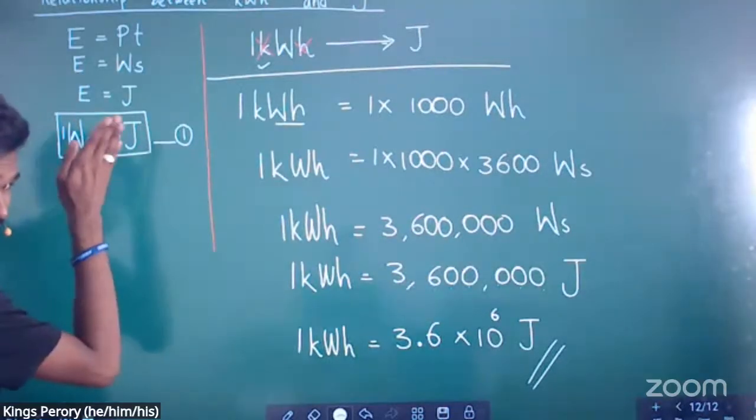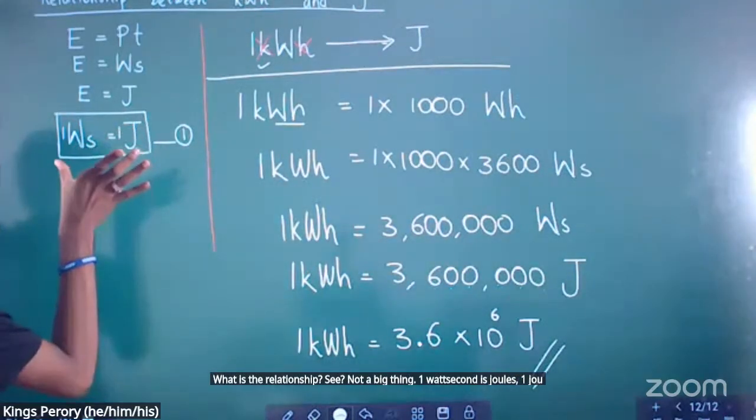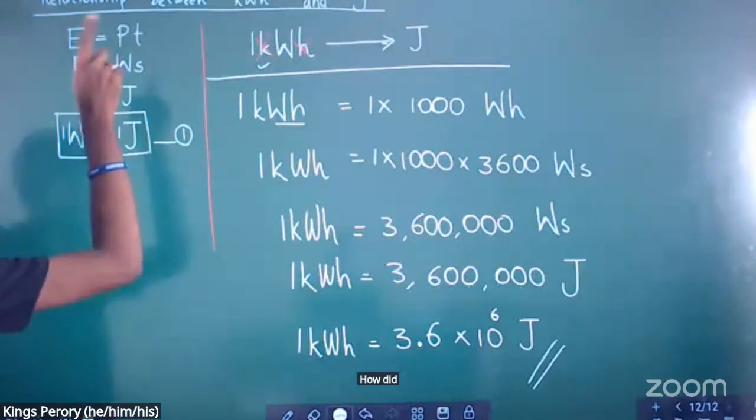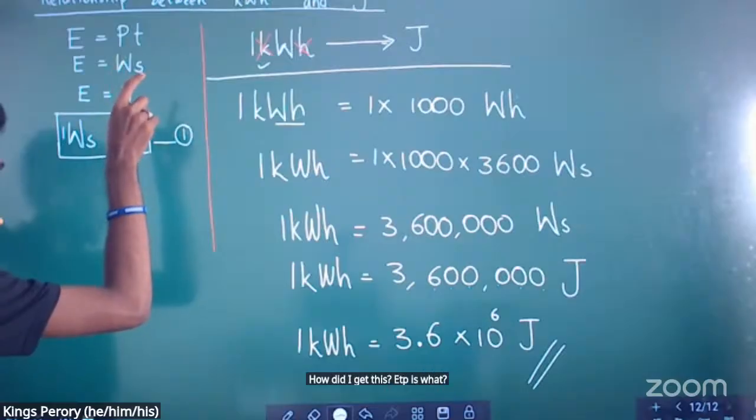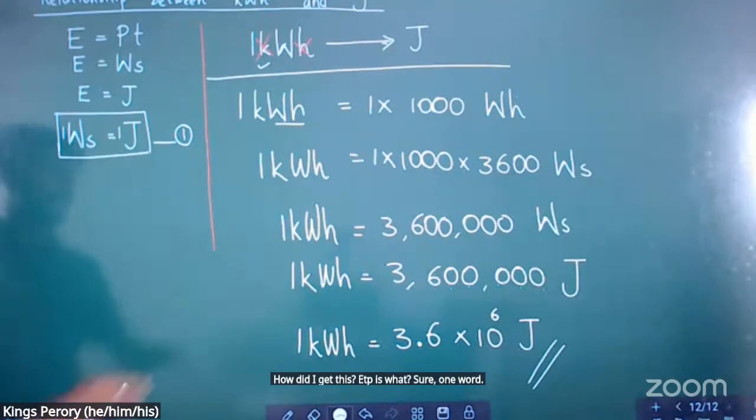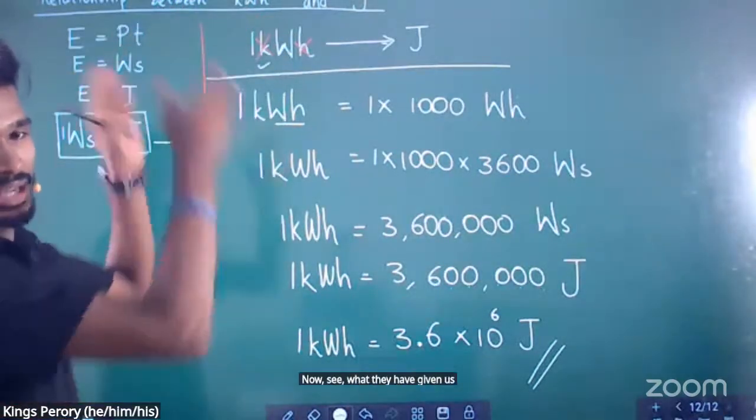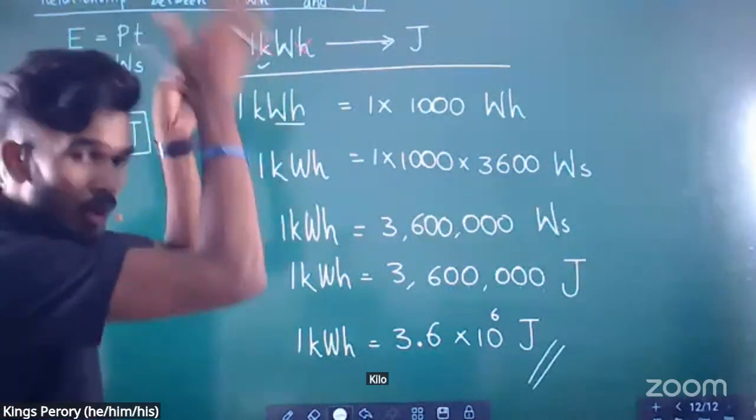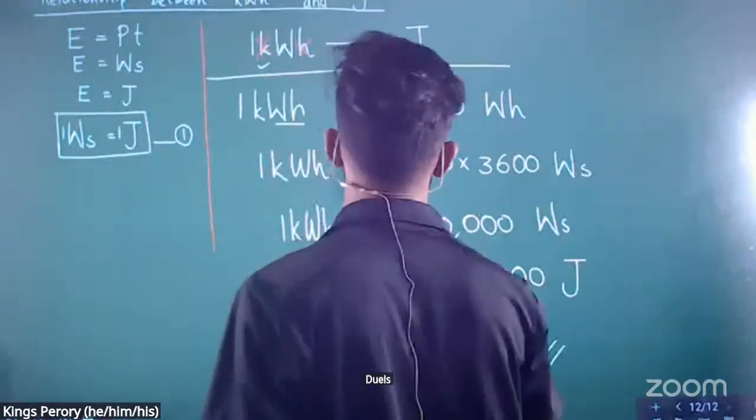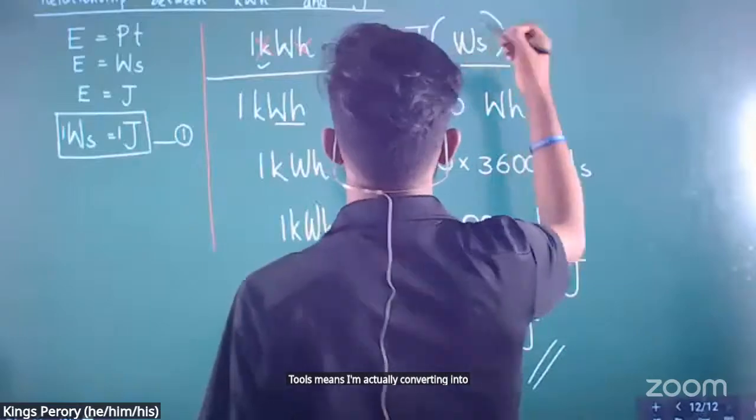1 watt second is 1 joule. Understood that part? Yes. How did I get this? Energy equals power times time, and the unit is joule. 1 watt second is 1 joule. Now see what they have given us. They have given us kilowatt hour. What am I going to do? I convert to joules. Joules means I am actually converting into watt second. That is what I am going to do.